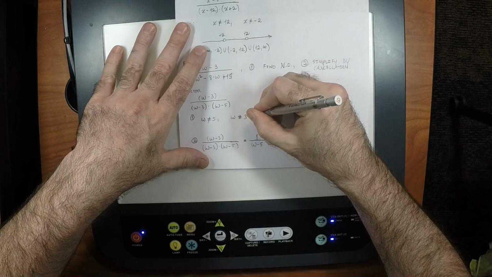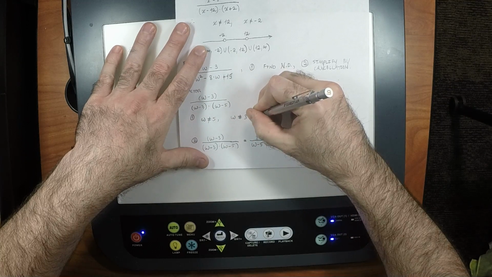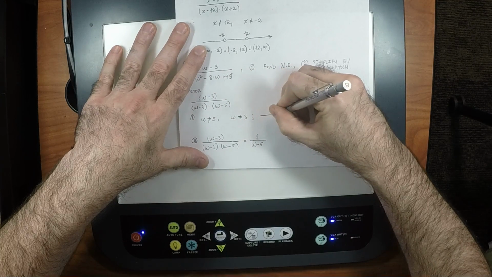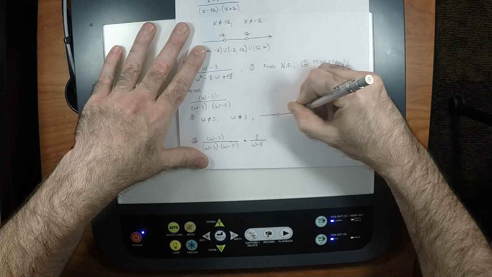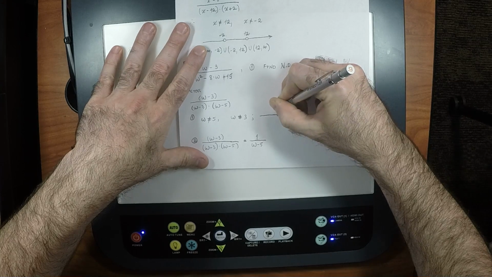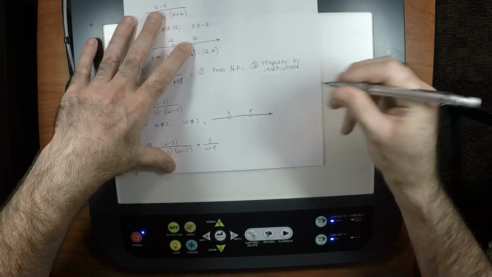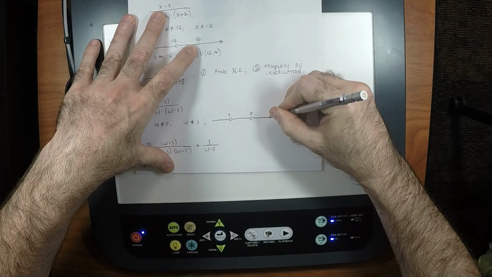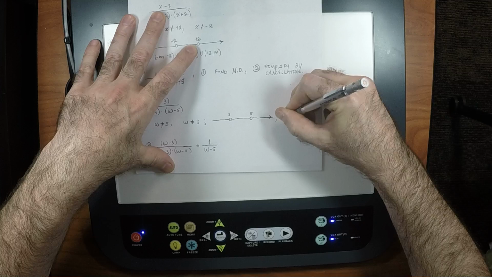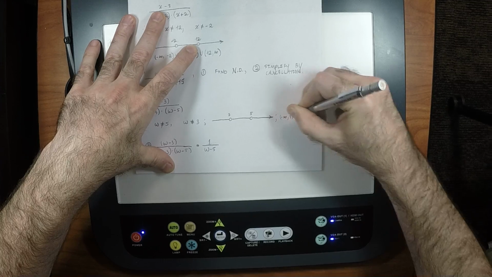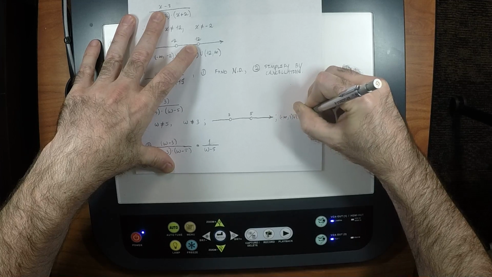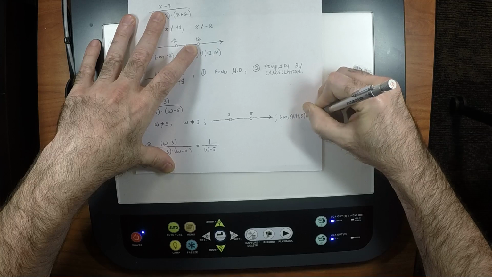So if you were to draw this as a plot, it would look like this. And then if you were to write it in interval notation, negative infinity to 3, union 3 to 5, union 5 to infinity.